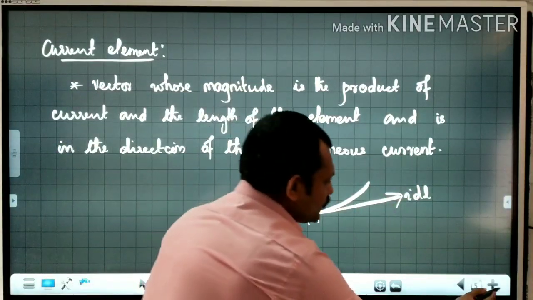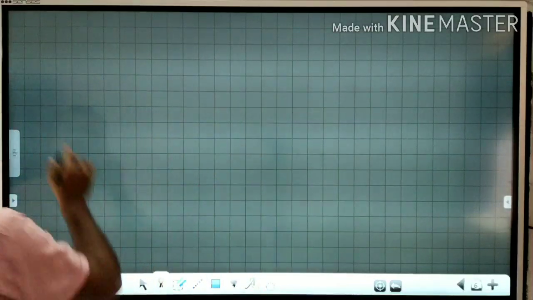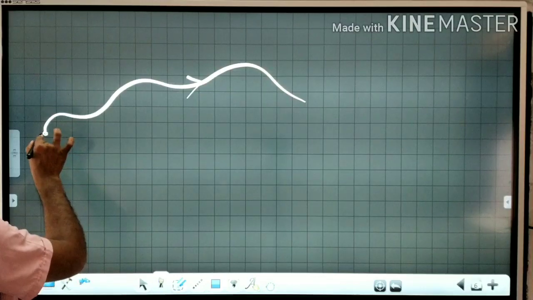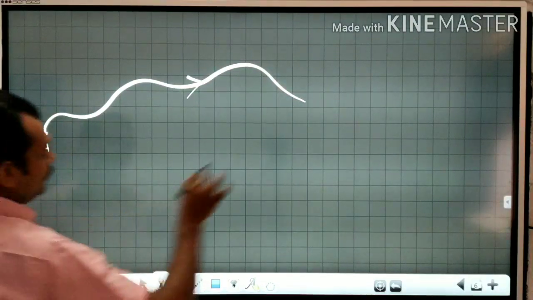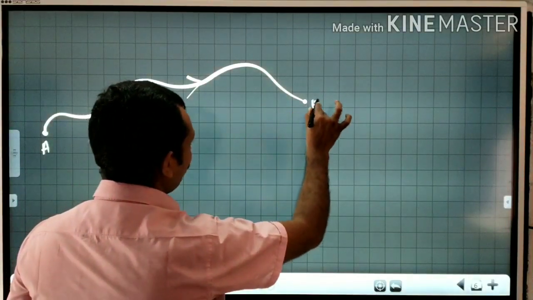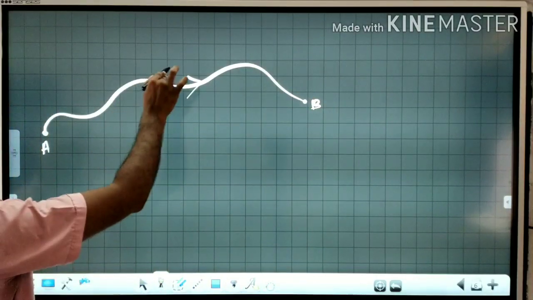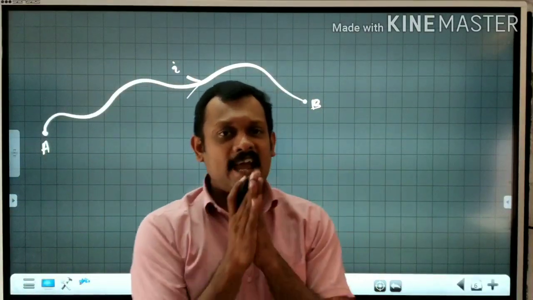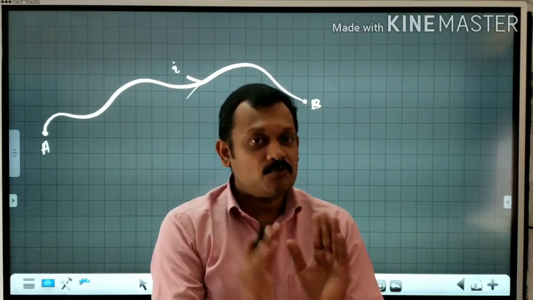Now the question then comes, okay, this is for a small element. Suppose you have a conductor like this, and if you are asked to get the effective current element between the points A and B, how to get it? Suppose that this carries a current. What is the effective current element here between A and B?